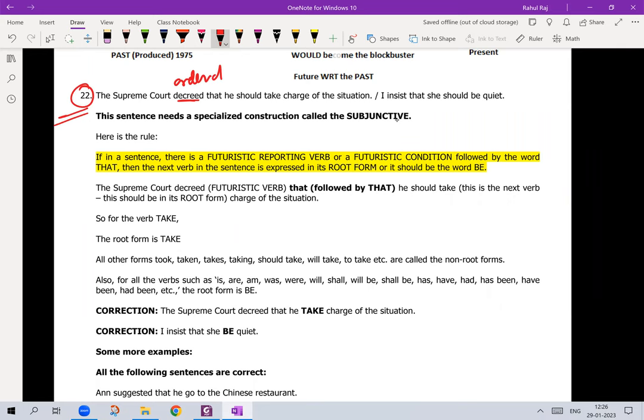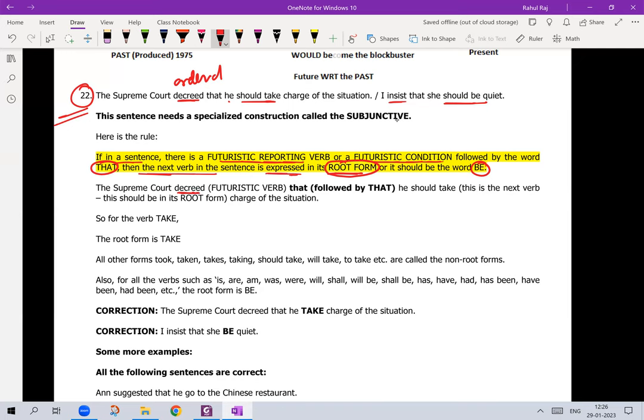Now it says the Supreme Court ordered that he should take charge of the situation. I insist that. After I insist, you will be quiet. I insist that she should be quiet. We have been always writing such sentences in our life, right? Always. But this is 100% wrong. 1000% this is wrong. Please understand, in this sentence, there is a futuristic reporting verb or a futuristic condition followed by the word "that". Then the next verb in the sentence is expressed in the root form, or it should be the word "be".